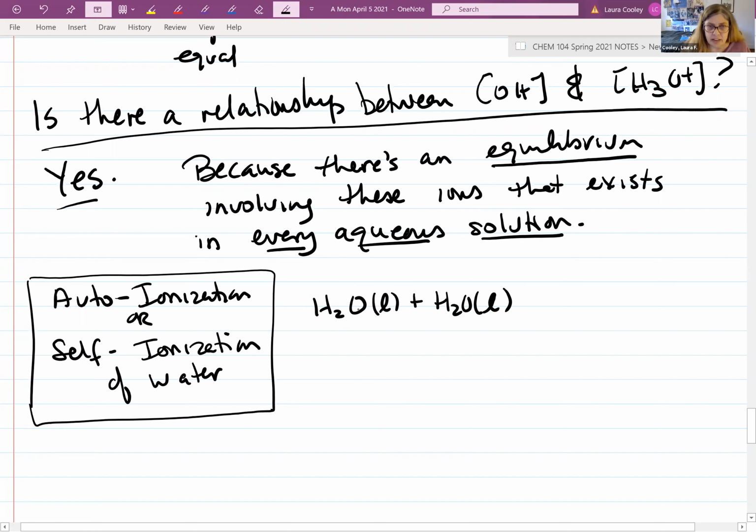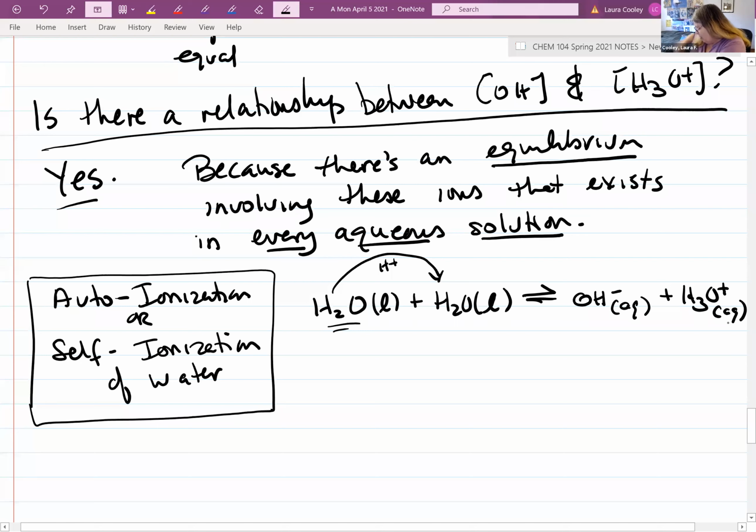a water molecule donates a proton to another water molecule. Now, what happens when it does that? Well, this one becomes OH minus because it's gotten rid of that proton. And this becomes H3O plus because it has gained that proton. All right. So we have this. This is called the autoionization of water, or the self-ionization of water. And you can see why it's ionizing itself.